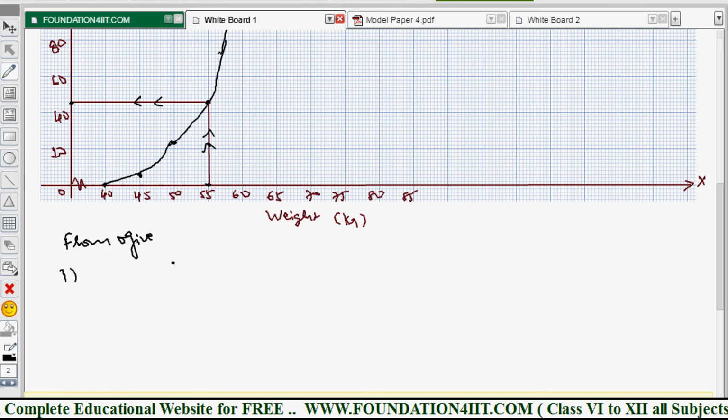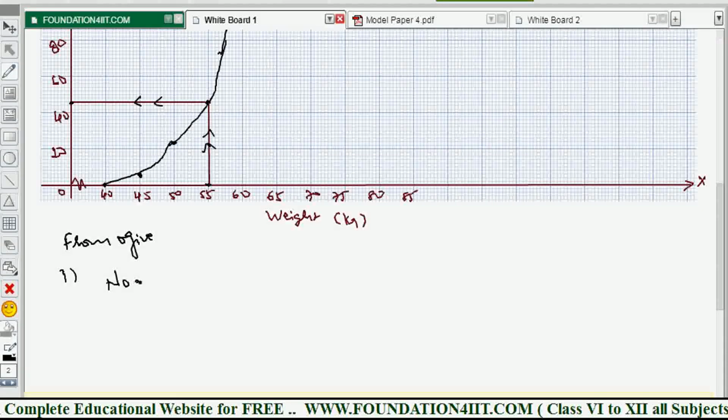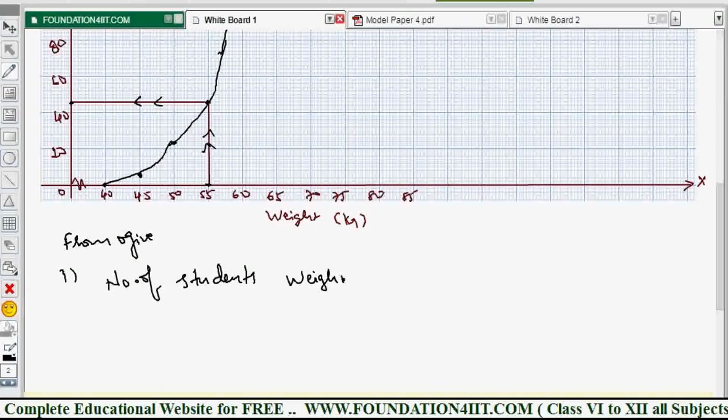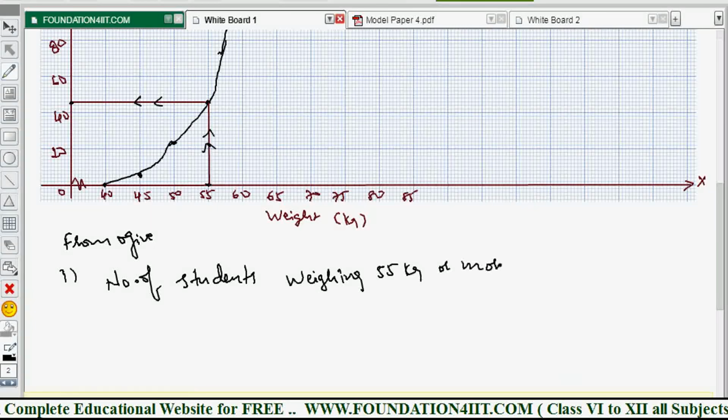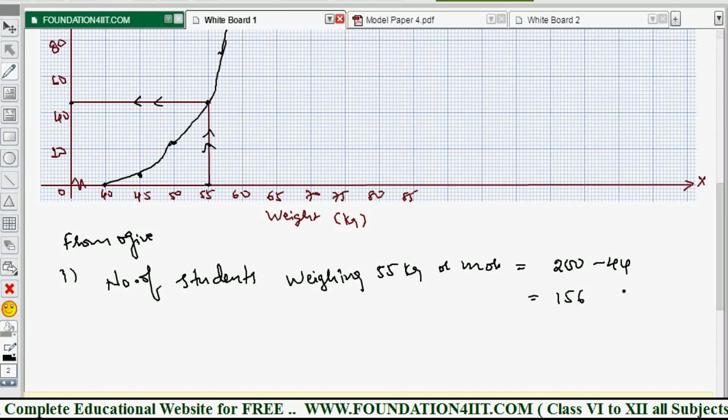From the ogive, the number of students weighing 55 kg or more. The total is 200. From that, less than 55 is 44. If you subtract, the remaining is all more than 55. So that is 156.